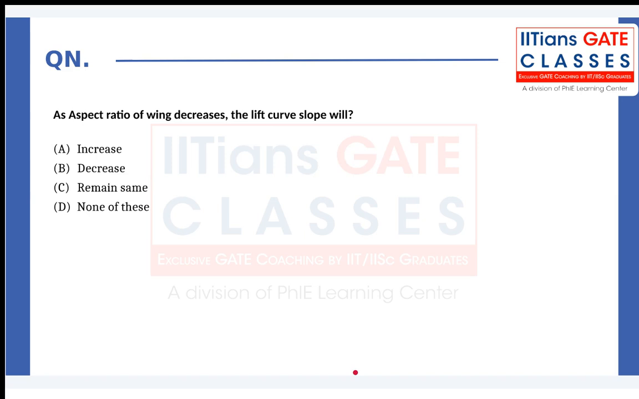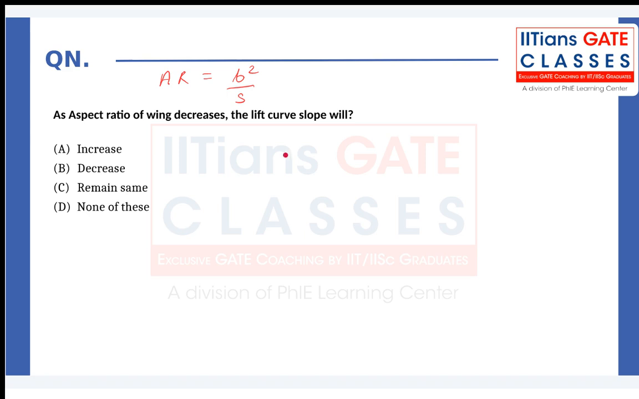Okay. As the aspect ratio of a wing increases, the lift curve slope will... So what was aspect ratio? The formula for AR. What was aspect ratio? B squared by S, yes. All right. So as the aspect ratio of a wing decreases, will the lift curve slope increase, decrease, remain same, or have no effect? Okay. Just take a few seconds to think about it. B is the right answer.